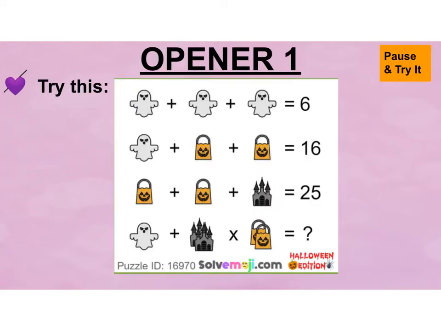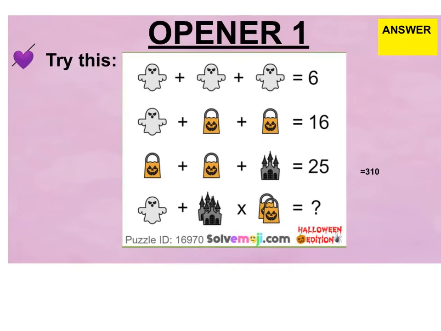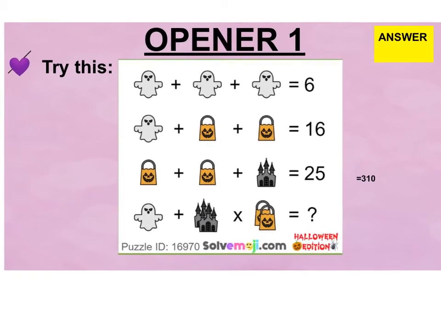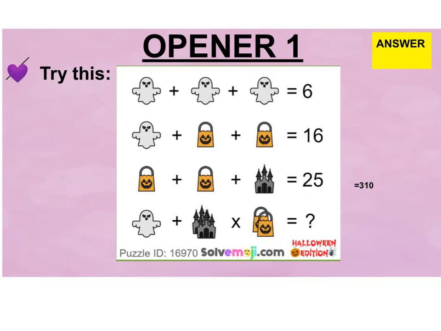So here's our Halloween opener. Pause and give it a try. Did you get 310? Kind of the trick here is we have 2 haunted houses and 2 bags and a multiplication sign, and you need to make sure you're doing order of operations correctly first.